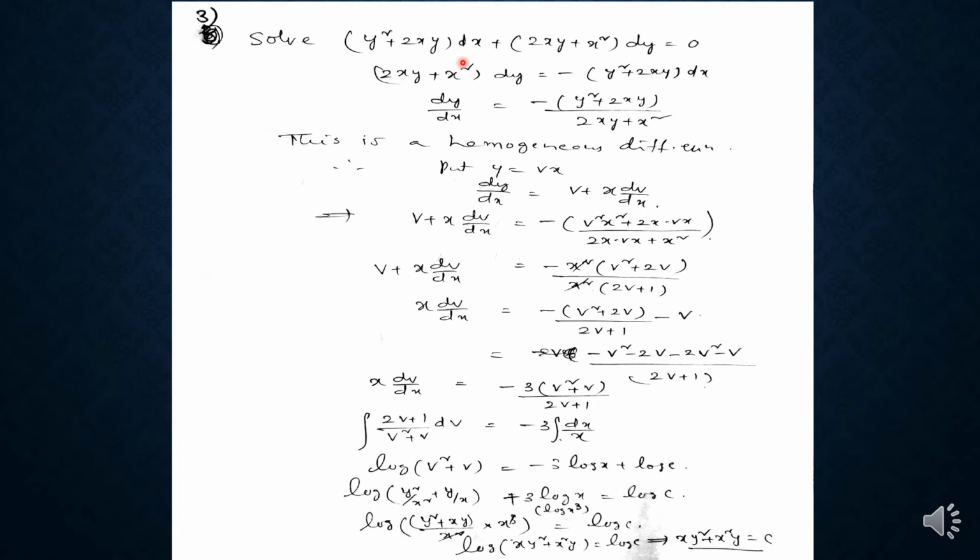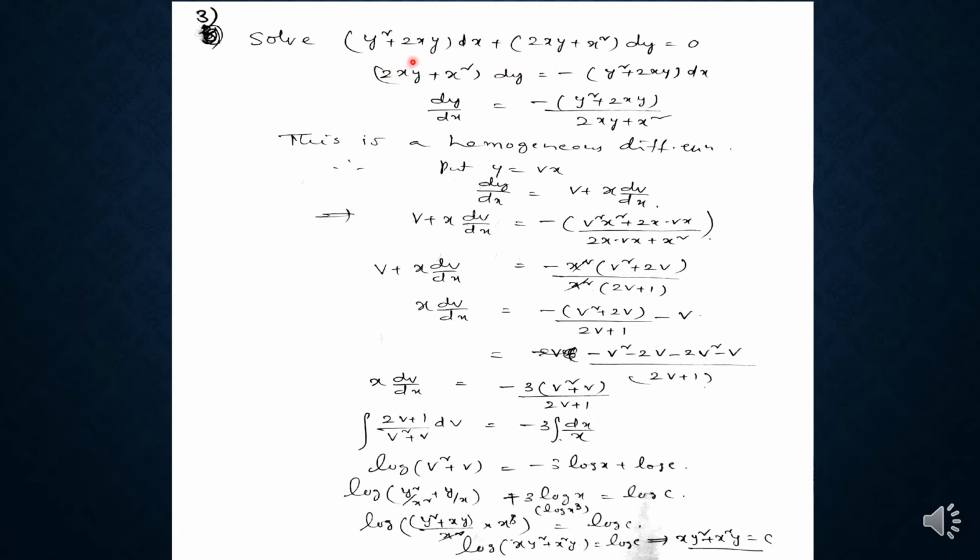In this differential equation, we cannot separate the variables, so that is not possible by using the variable separable method, and this is not a linear differential equation. Check for exactness, whether it is an exact differential equation or not. So this is in the form of M dx plus N dy is equal to 0.